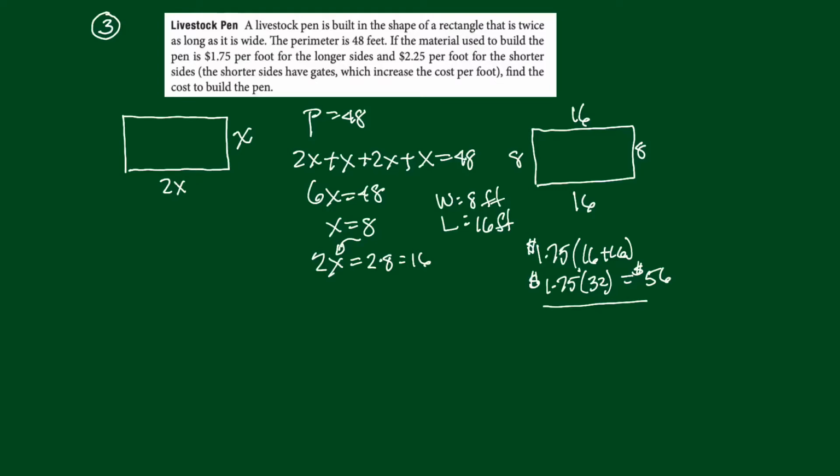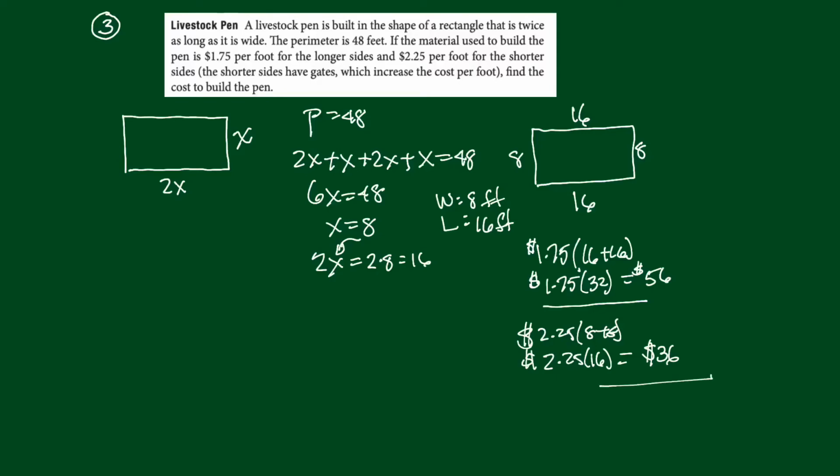And the short side, what do we got? We got 8 and 8. And how much is that? Short side is $2.25 per foot. So I'm going to multiply that by the number of feet for the side, but I got two sides, 8 and 8. So it's 2.25 times 16, another calculator problem. And I'm doing that right now. And I got 36. So that's $36.